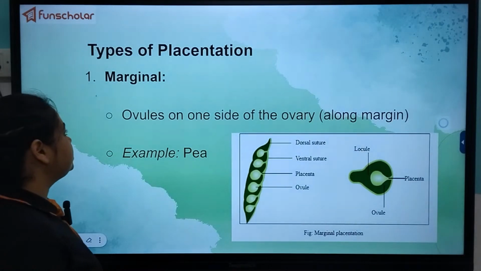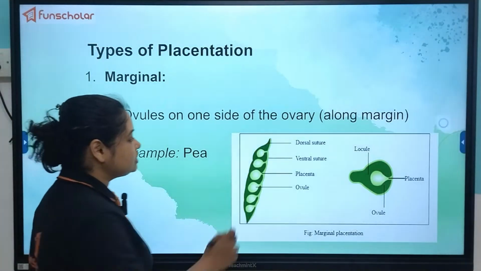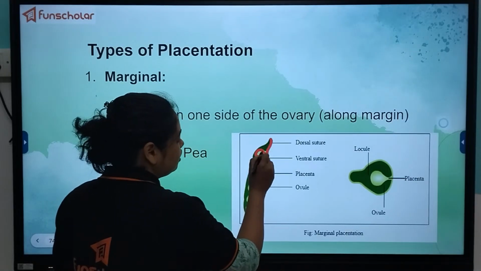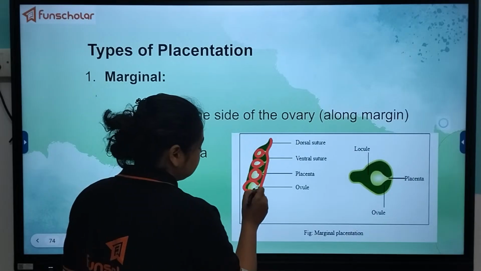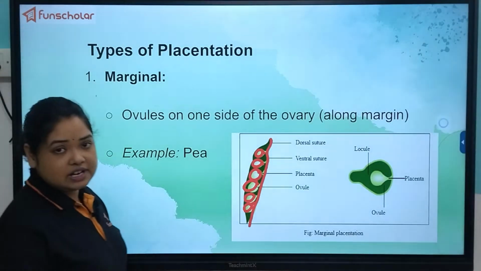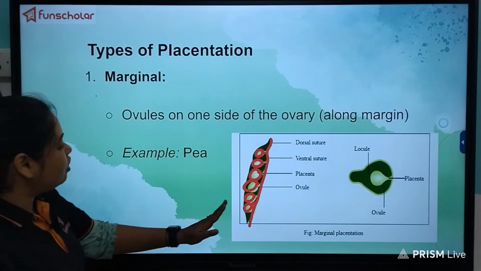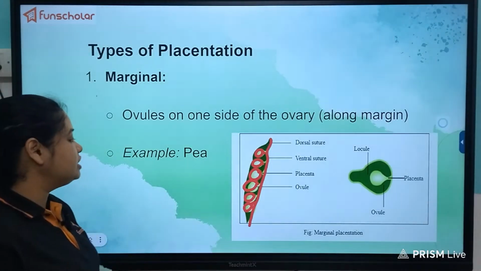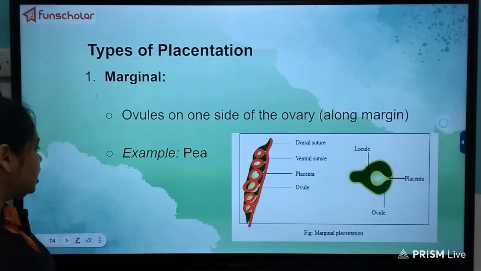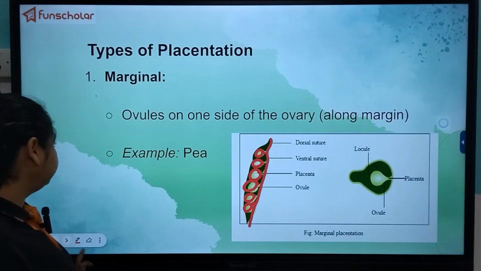Firstly, we have marginal placentation. In this, the ovules lie against a single margin. You can see a single margin is there, and these are all the ovules, the seeds of the peas. They are nothing but the ovules only, because we know that after fertilization the ovules turn into the seeds. So they lie on one side, along the margin. This is known as marginal placentation, and it is very common in leguminous plants like peas, beans, etc.